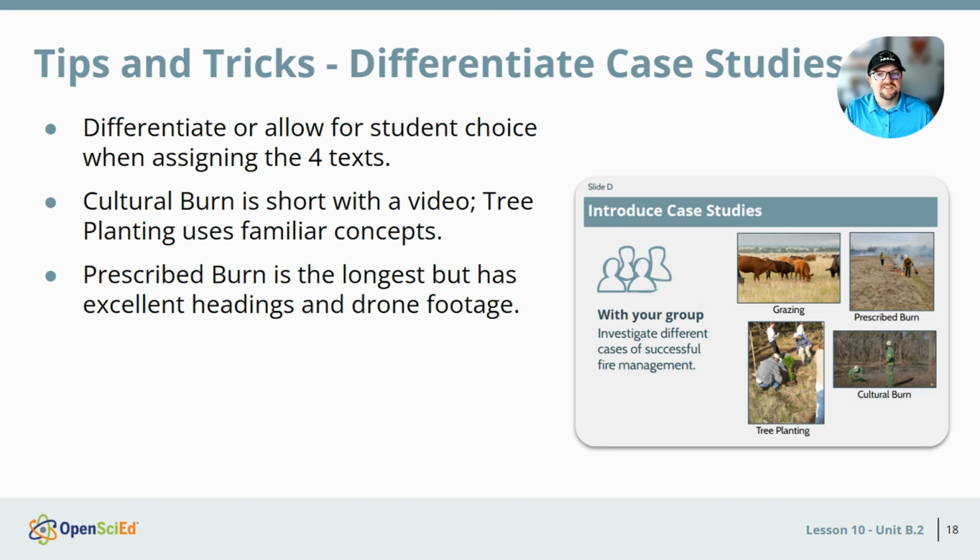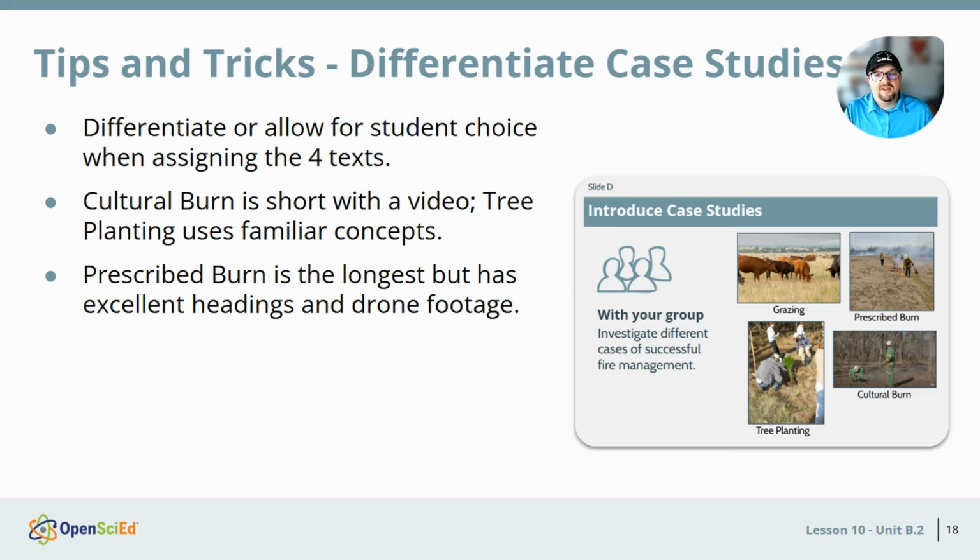When assigning the 4 case study texts, I highly recommend giving students different entry points to keep the science accessible for everyone. Instead of handing every student the exact same text-heavy task, we can remove a lot of those initial friction points by offering varied ways to engage with the information. I found that the cultural burn text is short, but conceptually rich and pairs directly with a companion video, which works well for students who benefit from seeing a practice in action to process what they are reading. The tree planting text is usually very approachable because kids already bring a lot of prior knowledge about forests to the table, making it a great option for students who are still working on their reading confidence.